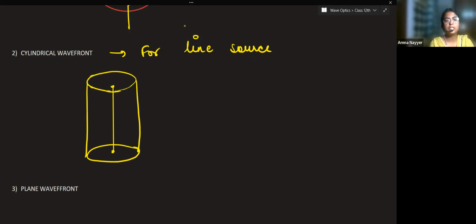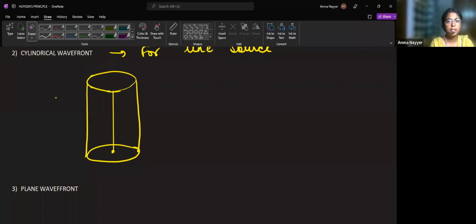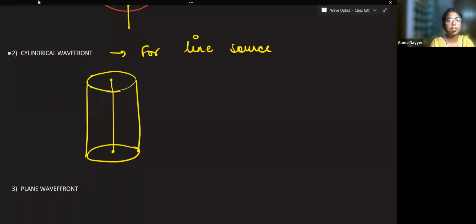So if you take the center or the midpoint of this, here like this, at this point, like this, you will obtain. So this is known as a cylindrical wavefront. Why? Because a line source was there. So spherical wavefronts at two ends, it's like two circles at the ends, and that forms your cylinder only.